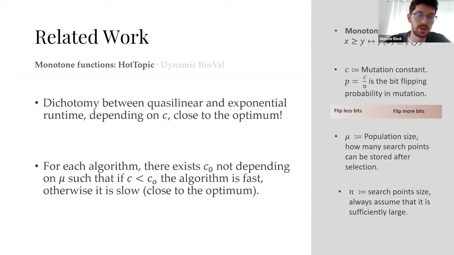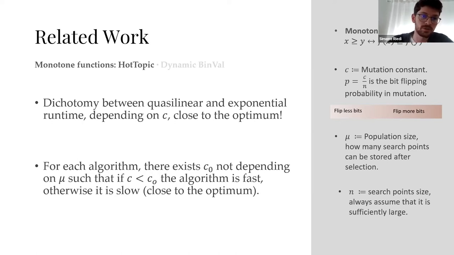Okay, now onto the related work. I'll start with related work on monotone functions. On the right-hand side, on the top, we see the definition of a monotone function. Monotone functions are quite easy, and it can be thought that they should be easy to optimize. However, they are not, not for all algorithms. So in monotone functions, 1 bits are always preferred over 0 bits. So the optimum is the all 1 bit string. Then we have still on the right some summary of the most important parameters for the algorithm: C, the mutation constant, mu, the population size, and n, the search point size.